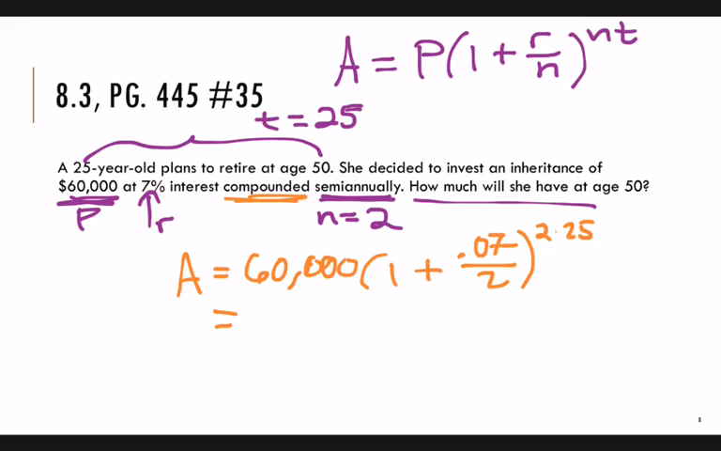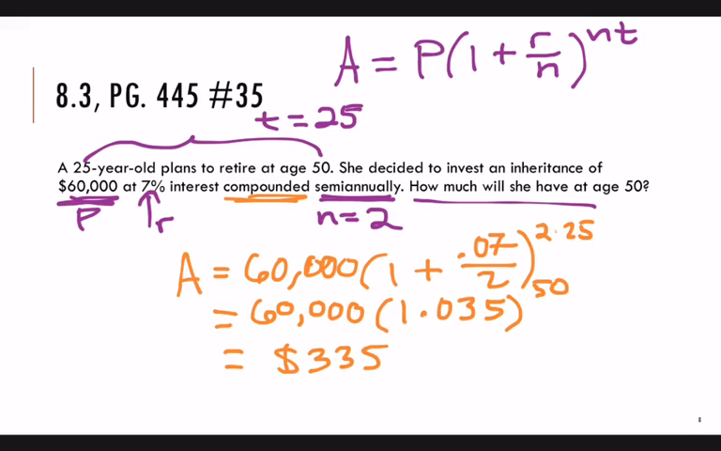All right, this one I did simplify a little bit because the decimals were exact. So if you work out the part in parentheses, this is 1.035, and that's exact, that's not rounded. So that's fine to do. And then the exponent is 2 times 25, or 50. And then from there I used a calculator, and if you multiply that, then the future amount that she has is $335,095.61.